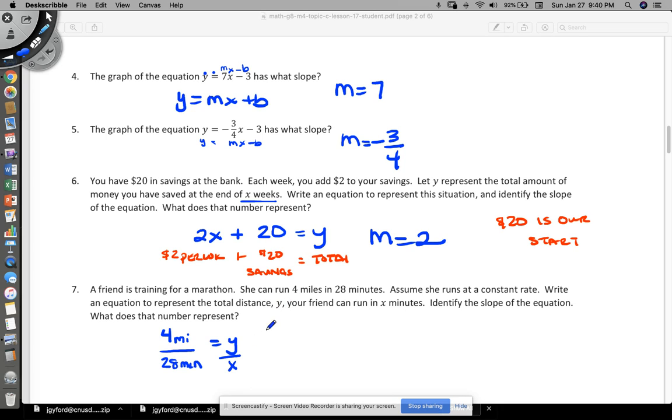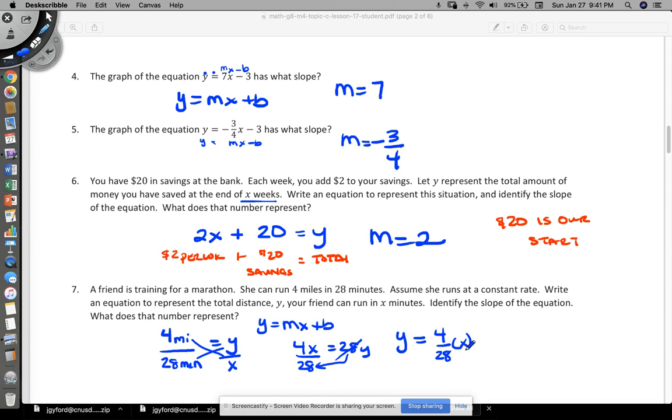So what I want to do is get it into the format of y equals mx plus b. So what I'm going to do here is cross multiply, and I wind up getting 4x equals 28y. And again, I want that y by itself, so I'm going to move that 28 over here. And to move it, I have to divide. That cancels it on that side. And I have y equals 4 over 28 times x.